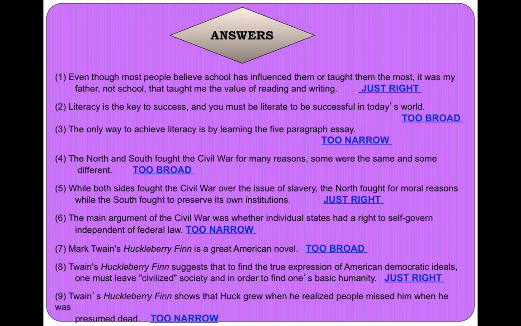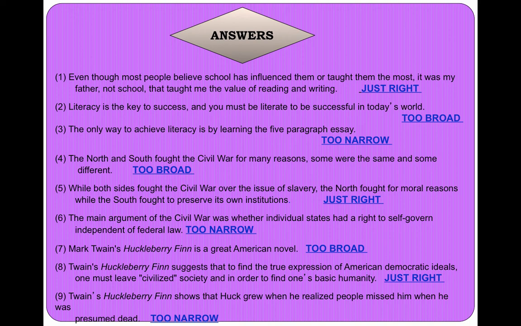Too narrow. 4. The North and South fought the Civil War for many reasons. Some were the same and some were different. Too broad. 5. While both sides fought the Civil War over the issue of slavery, the North fought for moral reasons, while the South fought to preserve its own institutions. Just right. 6. The main argument of the Civil War was whether individual states had a right to self-govern independent of federal law. Too narrow.